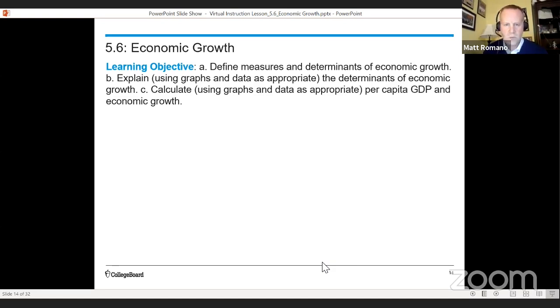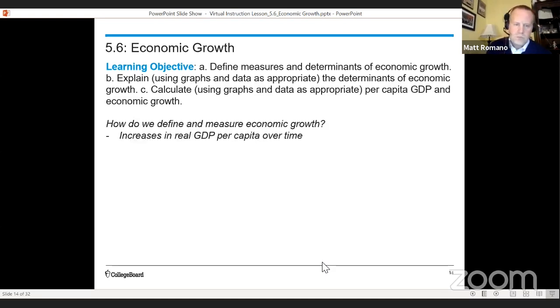What is economic growth by definition, and what determines economic growth? Well, how do we define and measure it first? We define economic growth as increases in real GDP per capita over time. That's both the definition and the measurement of economic growth. We're going to look at that figure shortly. But again, consider what that means. Anytime you see per capita in any context, you think of it as per person. You're dividing some variable, in this case, real GDP, by the overall population.